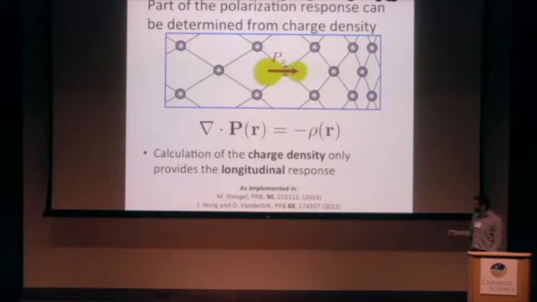Unfortunately, since the charge density is given by the divergence of the polarization, it only contains information about the longitudinal components of the polarization field. And therefore, from the charge density in bulk, we can only calculate the longitudinal flexoelectric coefficients.